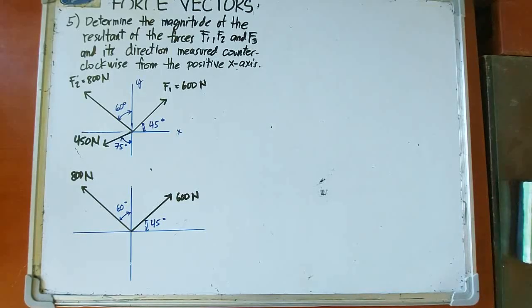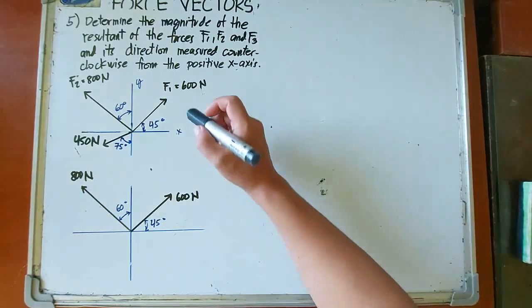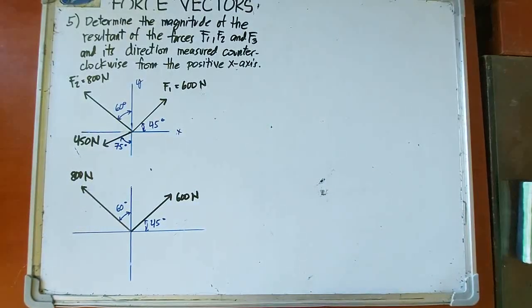Determine the magnitude of the resultant of the forces F1, F2, and F3 if its direction is measured counterclockwise from the positive x-axis. So in this case, previously, we have solved the resultant of two forces. Ngayon, we have three forces. How do you solve for the resultant of three or more forces? Using the parallelogram law.